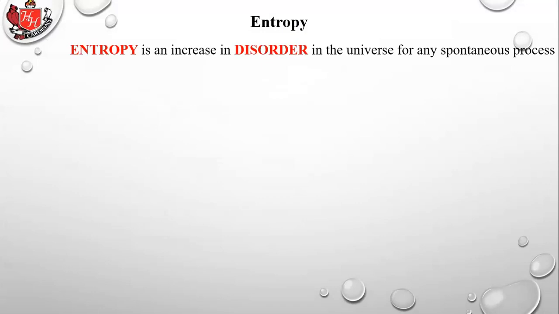Entropy is an increase in the disorder in the universe for any spontaneous process. So you have to keep that definition straight in your head. Increasing entropy means you're increasing disorder, not order. So entropy means disorder. Increase in entropy is an increase in disorder. A decrease in entropy is an increase in order. And it means something's becoming more orderly if you decrease the entropy. So keep that straight. It's easy to get it backwards at first.